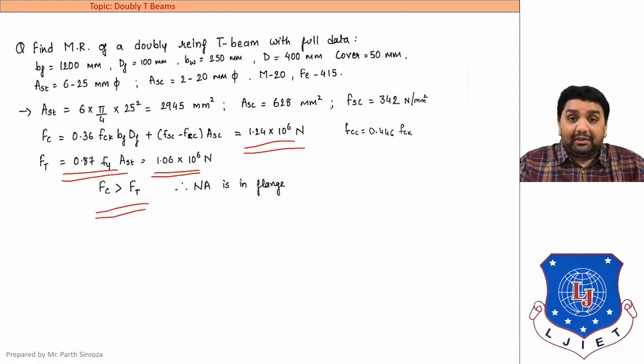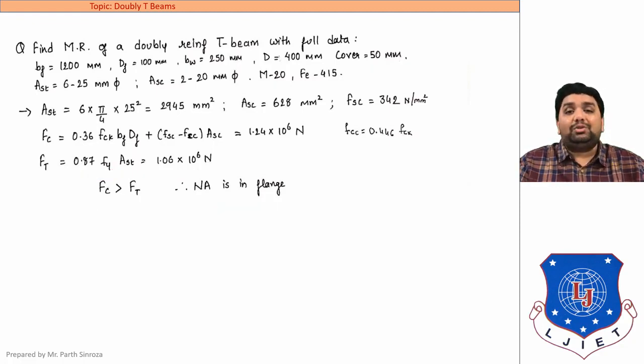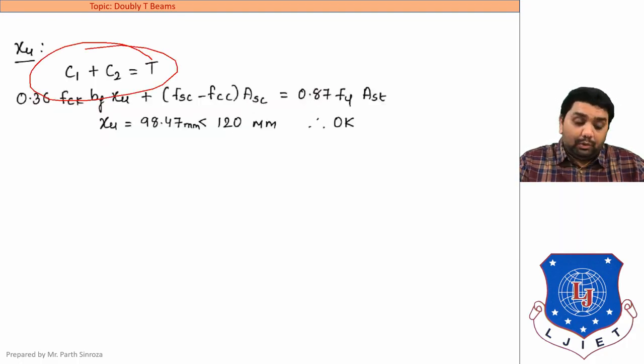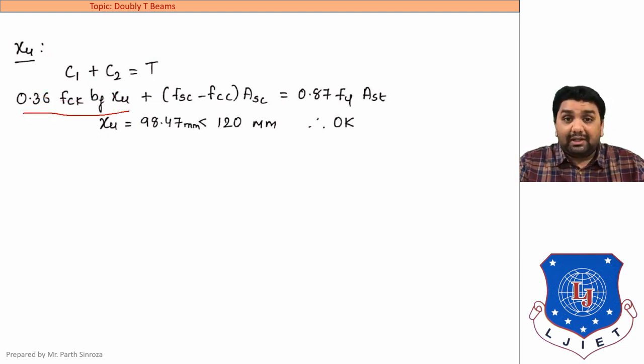So we can get the relation that FC is greater than FT. And if FC is greater than FT, therefore the neutral axis will be in the flange, and XU will be less than DF. So in this case we will be using our case 1 that we have discussed earlier. So for that we will be using C1 plus C2 equal to T. C1 will be this portion that we have discussed earlier in the figure, that 0.36 FCK BF.